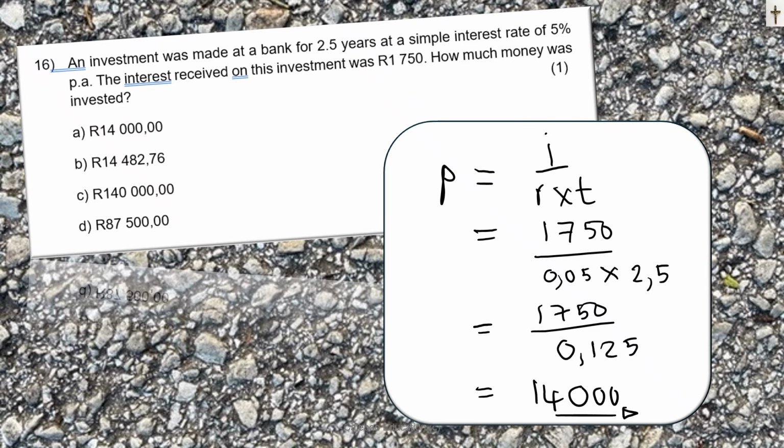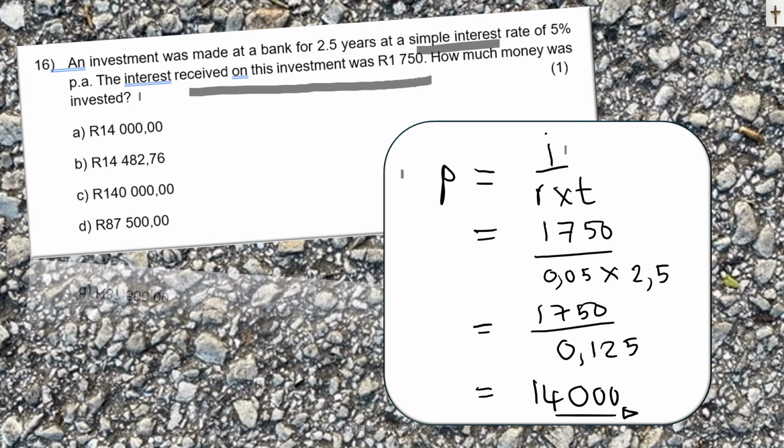An investment was made at a bank for 2.5 years at a simple interest rate of 5% per annum. The interest received on this investment was 1,750. How much money was invested? So now we don't have the future value amount. We are given the interest amount. So this is still simple interest. In the previous example, there was an A on top, but now we're given the interest amount.